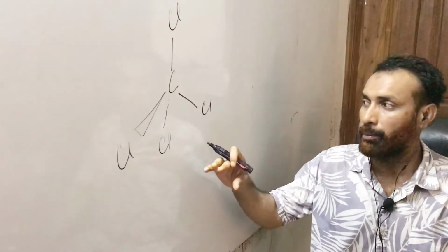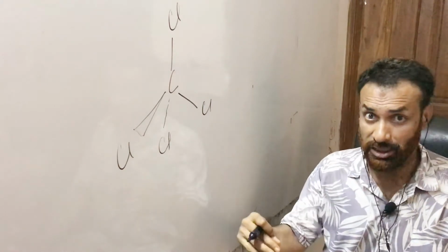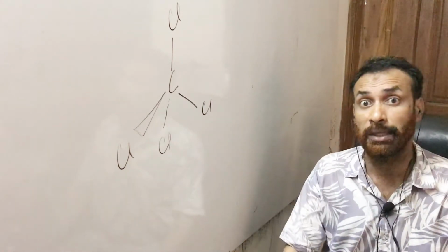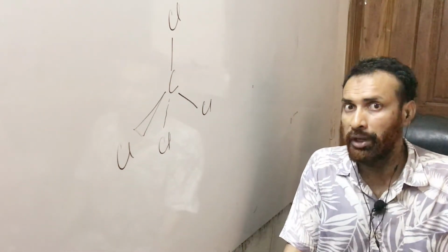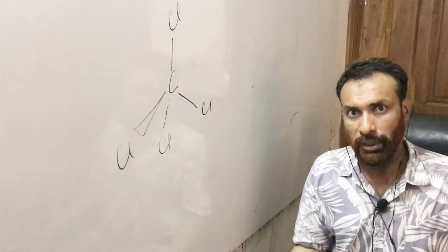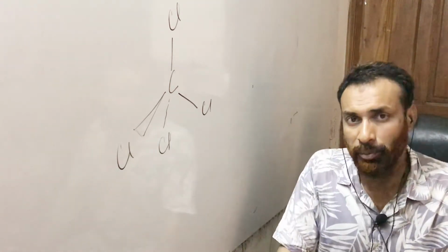But if one of the chlorine atoms is replaced by another atom, suppose hydrogen, then that won't be symmetric anymore, and that would have slight poles.